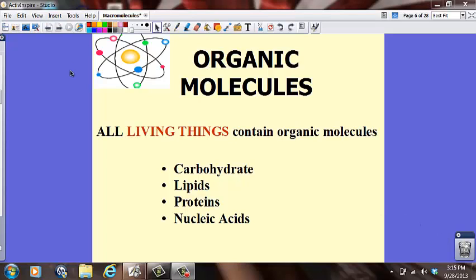So first things first, macromolecules, or biomolecules, are organic molecules. All living things contain organic molecules, and of course the ones that we're focusing on are carbohydrates, lipids, proteins, and nucleic acids.